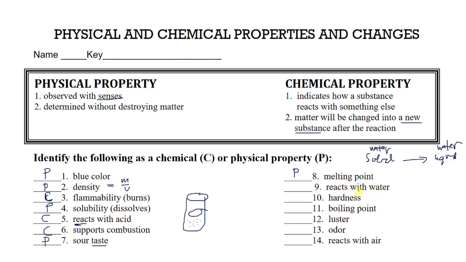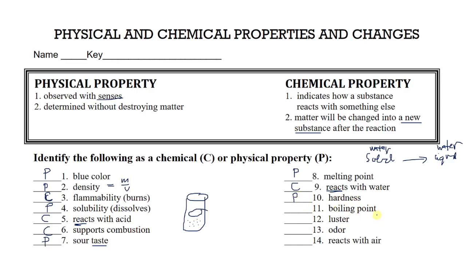Number 9, reacts with water. So this one, react. So this one is a chemical property. Next, hardness. Of course, we can test hardness without waiting for a chemical reaction. So this one is just a physical property.